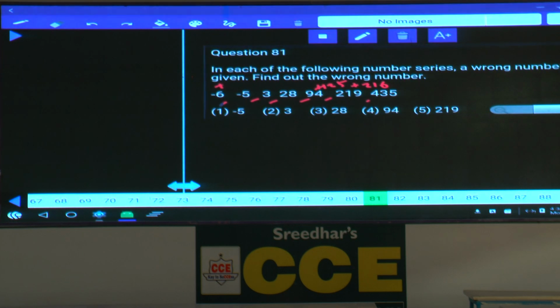Hence 1 cube, 1 should be added here, minus 5. Next one 2 cube plus 8 should be added here, minus 5 plus 8 is 3. Next one 1, 8, 27 should be added. 3 plus 27 is how much? 30 should be the number. If it is 30, next one is 64. 30 plus 64, that is 94 is the correct number.